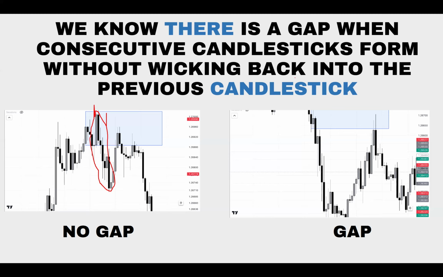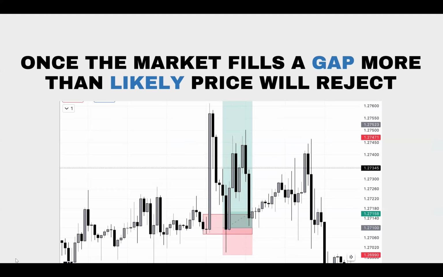Now, if you look at this chart right here in this zone, we see that price had that same move, but it left a tiny gap right in this area. And like we said, when price creates these gaps, it has to come back and fill it in because the way the market works, the buyers and sellers who made the move want to get back in and sell or buy again. So price came back, tapped into this move, filled in the gap, and then price rejected. Once the market fills in a gap, more than likely the price will reject.